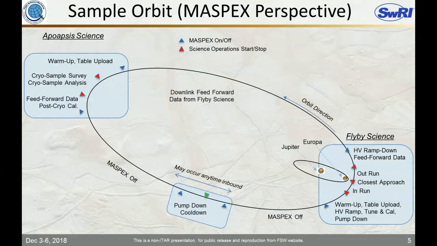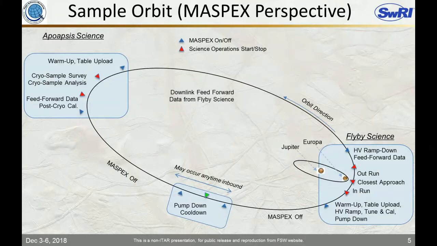And then here's where we're actually taking data. In run is about 2 hours. Closest approach, I think, is 10 minutes or so. And then we have a 2 hour outrun. So on the in-run and outrun, we're taking low rate data. It's just decimated more. And on the closest approach, we're taking higher rate data and also capturing that gas sample for the analysis out here.